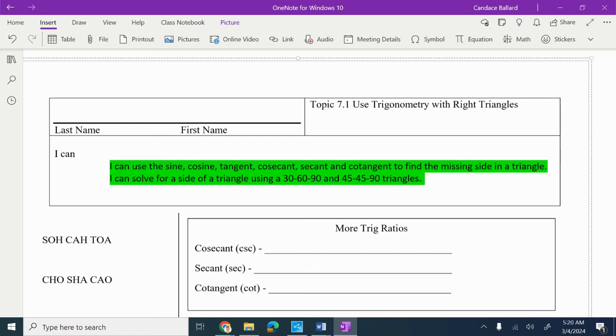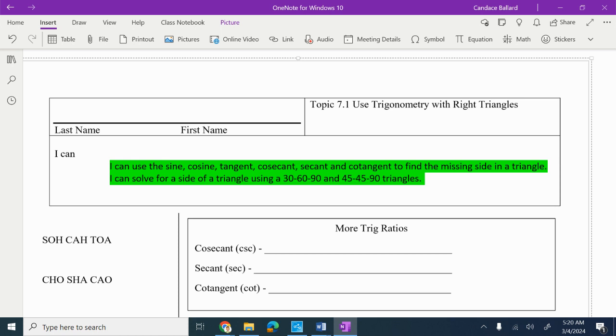So in this video, we're going to be covering topic 7.1, using trigonometry with right triangles. We're going to accomplish two goals today. Our first goal is that we can use sine, cosine, tangent, secant, cosecant, and cotangent to find the missing side of a triangle. And then we can solve a triangle. I can solve a triangle using a 30, 60, 90, and 45, 45, 90 triangle.